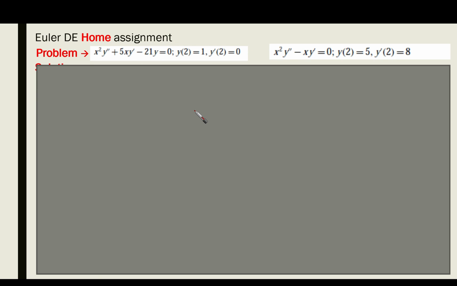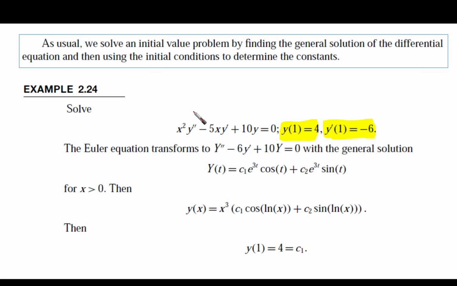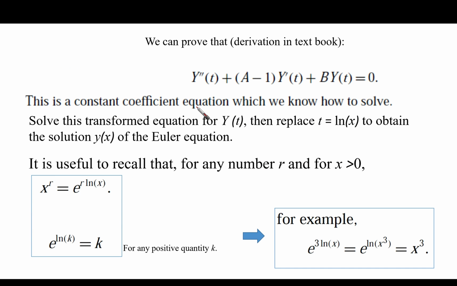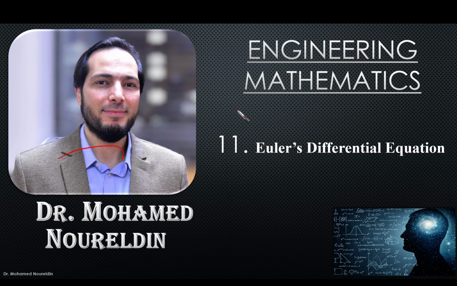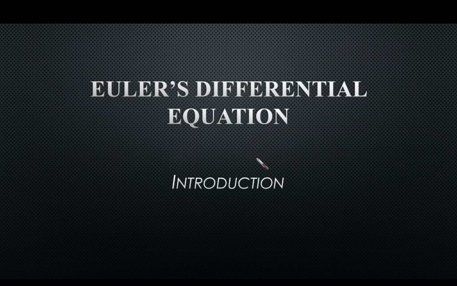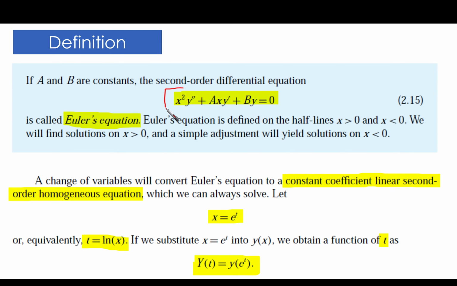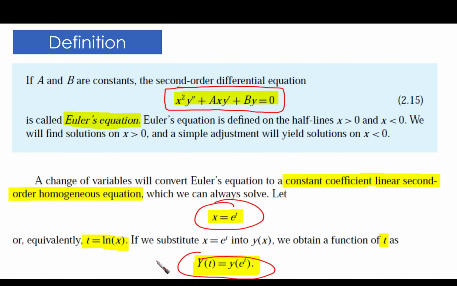Okay, so I hope that by this home assignment you are pretty familiar with the meaning of the Euler differential equation and the form that you are going to use always to solve your equation, and how to make the transformation of variables, and how to solve for the constant coefficient linear second order homogeneous equation, and then transform back to your original x parameter and solve for the general solution.